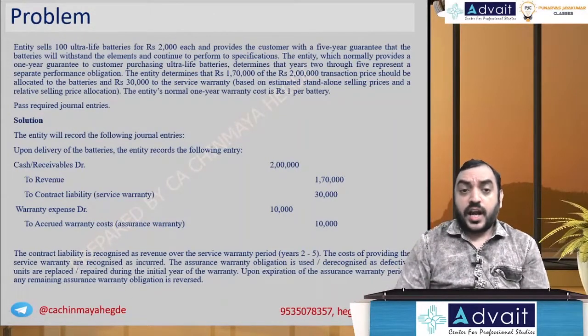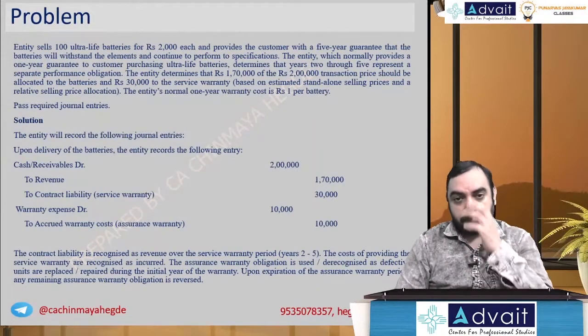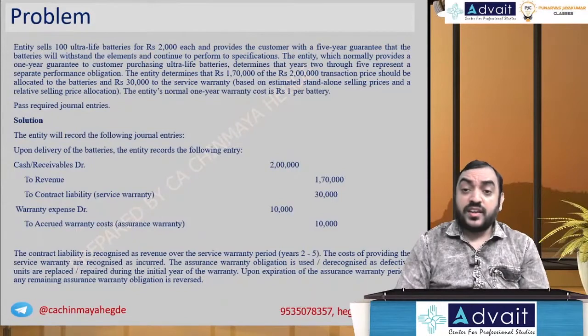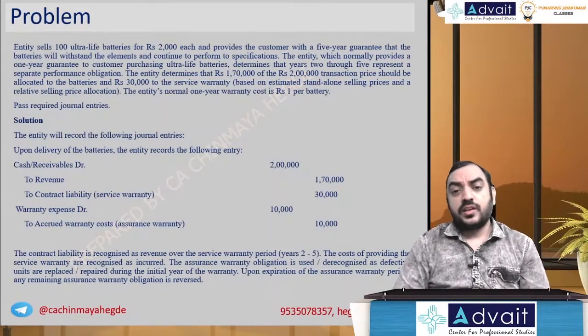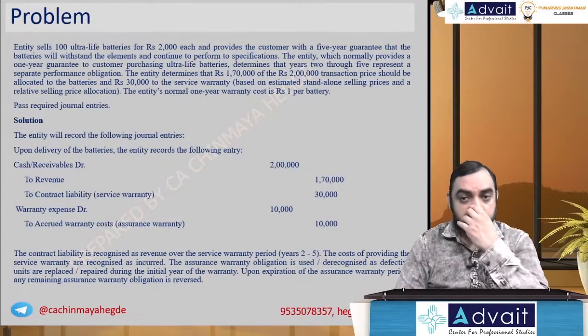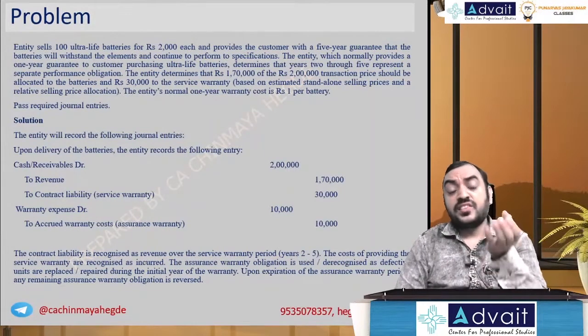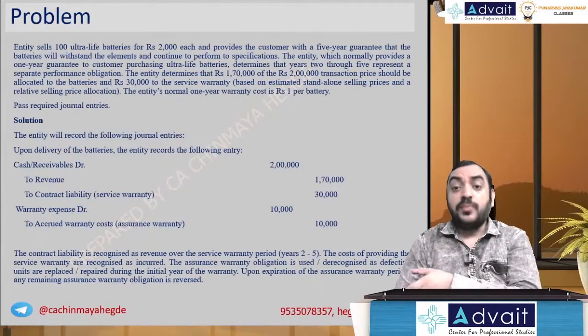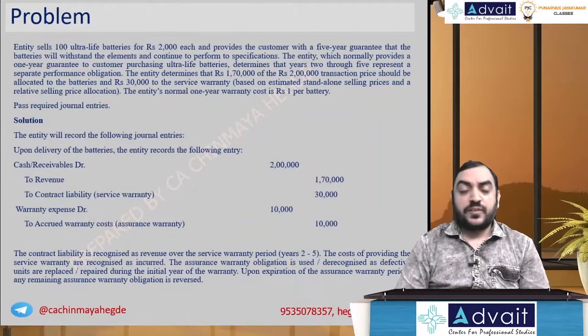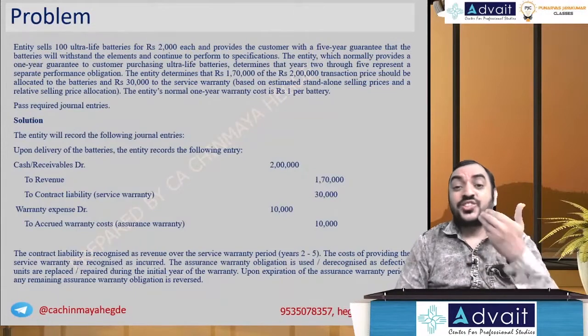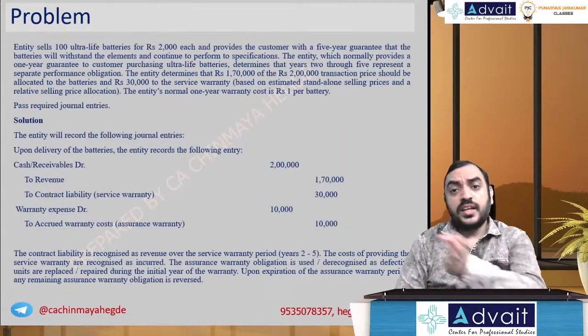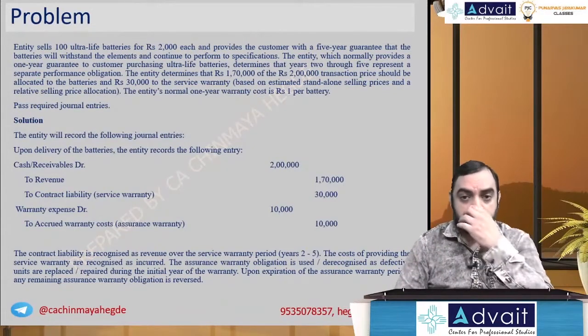Entity sells 100 ultra life batteries for rupees 2000 each and provides the customer a 5-year guarantee that the batteries will withstand elements and continue to perform to specifications. Assurance type of warranty is expense recognized, liability recognized as per Ind AS 37. Optional, extended warranty kind of thing, it's considered as a separate performance obligation.